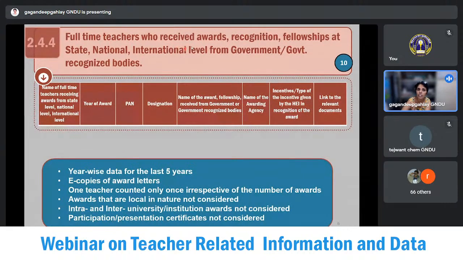And these awards need to be state, national or international. They cannot be from the local bodies. Neither can they be any intra or inter-university awards or any inter-institution awards. Many a times we have seen that people put participation or presentation certificates from workshops or from conferences, and those are not to be considered. So please do not include that data over here. That is not going to be included by NAAC. So this is also very important. It carries around 10 marks.